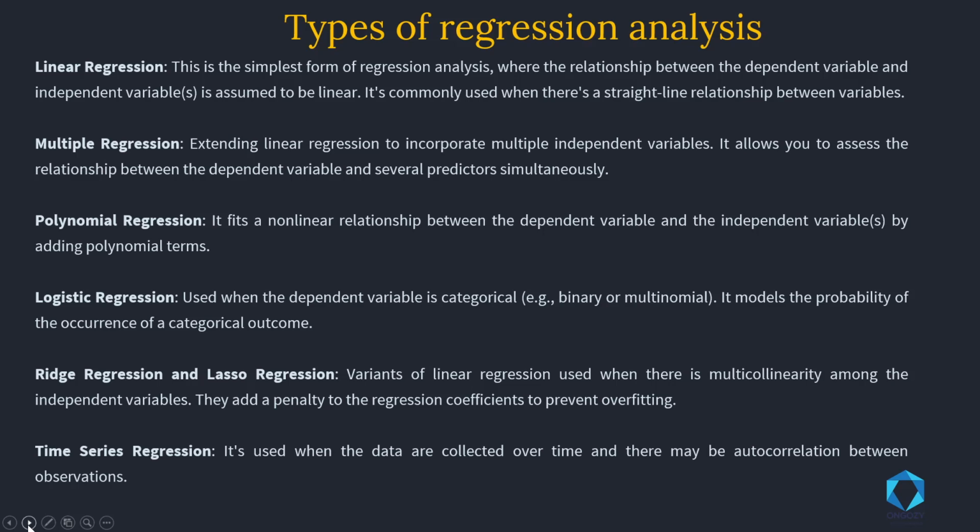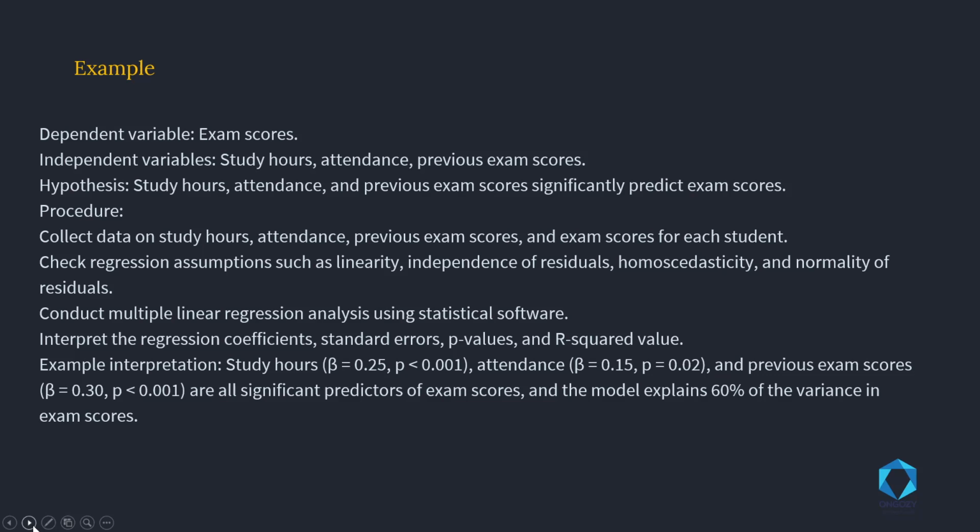Then there is the time series regression. It is used when data is collected over time and there may be autocorrelation between observation variables. Those are the types of regression analysis, but mostly we use linear regression and multiple regression. Let's see an example of how we can apply linear regression in our research.